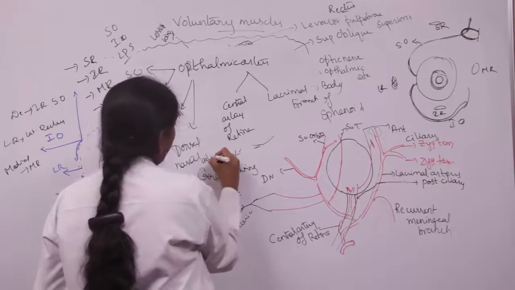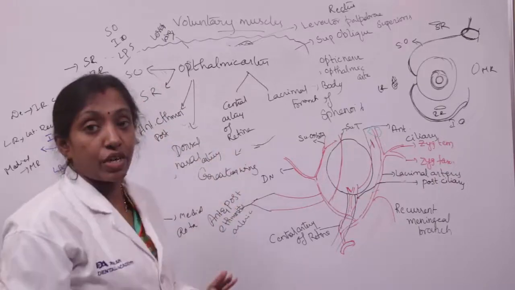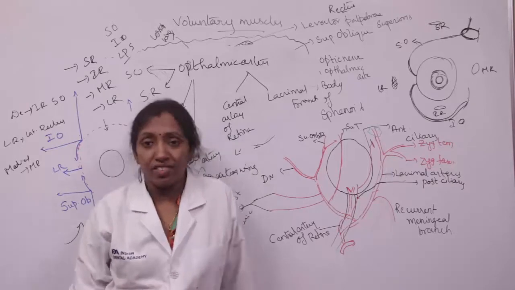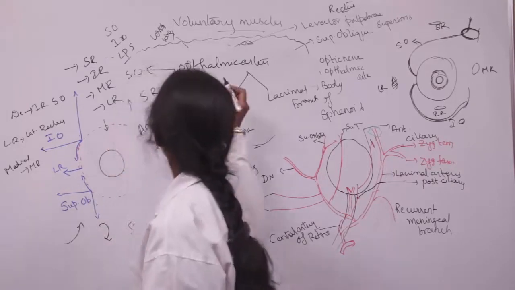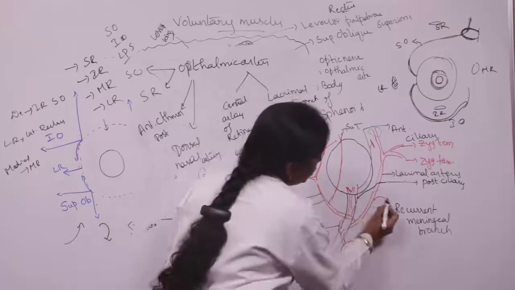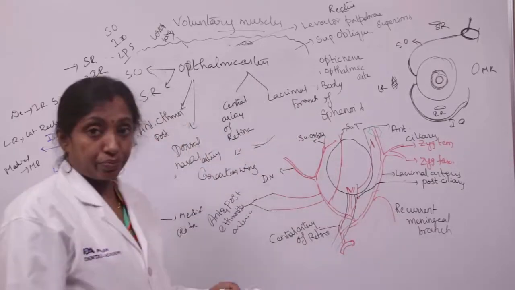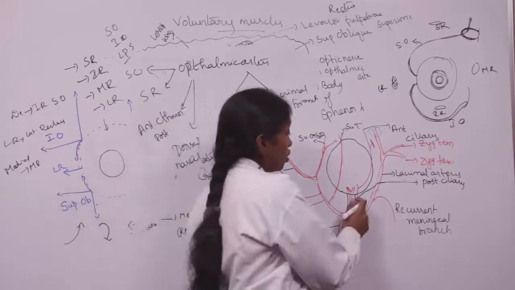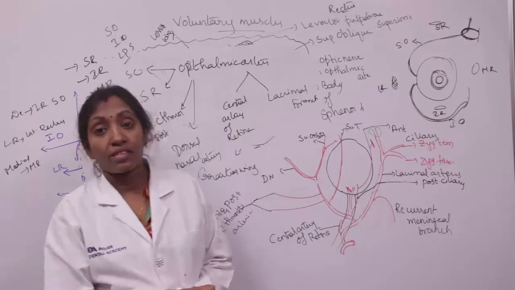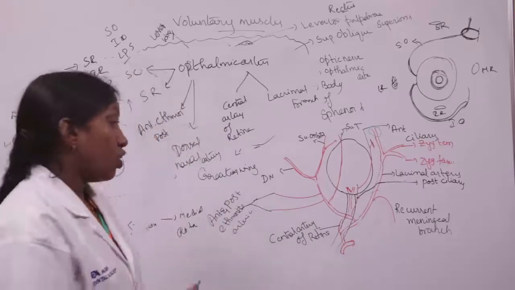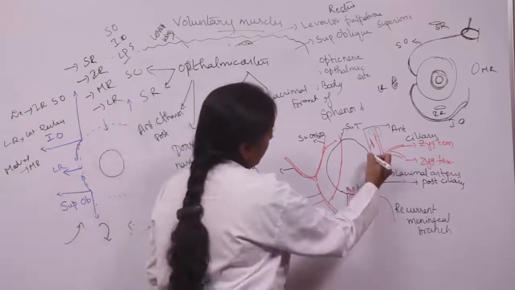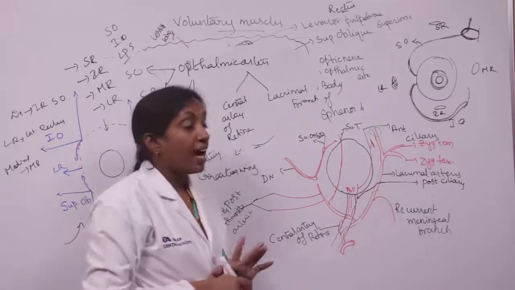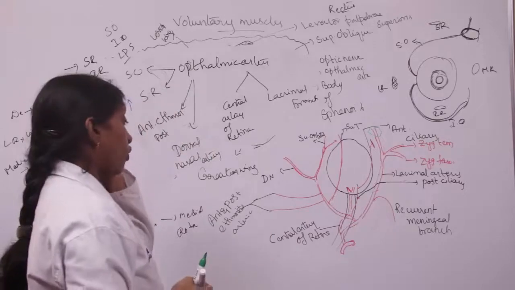Within the superior orbital fissure, it gives one important branch, the recurrent meningeal branch, which supplies the meninges. It also gives posterior ciliary branches, which supply the iris and choroid. The anterior ciliary branches arise from one of the muscular branches of the ophthalmic artery. Okay, so that's about the ophthalmic artery.